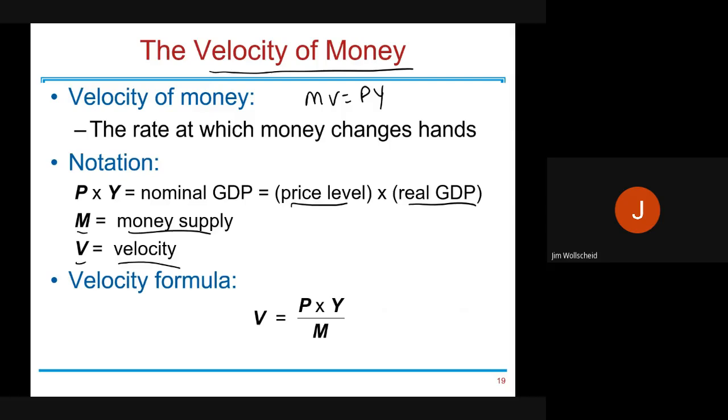Now, what is velocity? Velocity is how fast money changes hands. How fast is it that when you get paid, you go out and buy groceries, and the grocery store pays their employees, and those employees go out and buy more groceries, and it cycles through the economy? So how fast does money change hands?